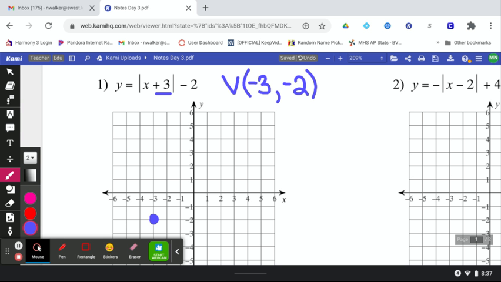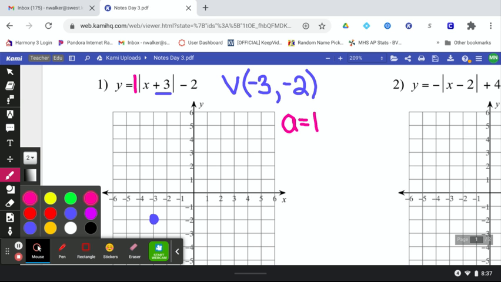Now on this one, do we have a coefficient in front of the absolute value? Do we see a number or a negative sign or anything in front of the absolute value besides y equals? If it's not there, what number can you put in front of a variable if it's not there? One. Zero would mean it doesn't exist. It's there. There's just one of them. So if there's not a coefficient there, that means it is a 1. So our A value is a 1.